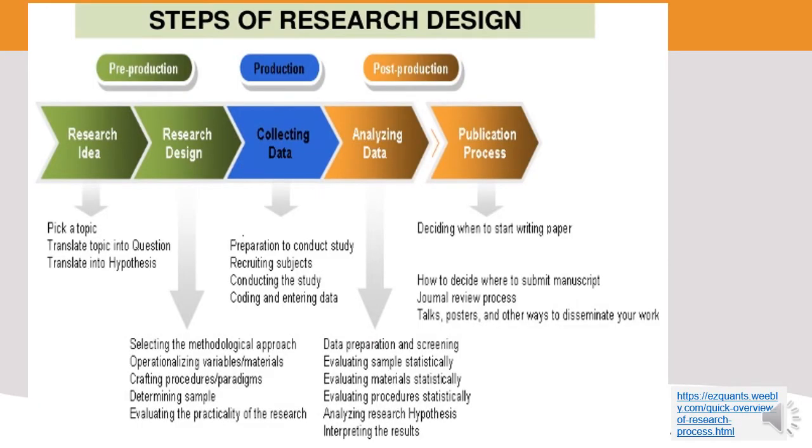Most people find it very helpful to approach their research design in a stepwise manner. This schematic representation of the research design suggests that there are at least 3 phases in creating your research design. The first phase is called the pre-production phase. This is followed by the production phase, and the last phase is the post-production phase.